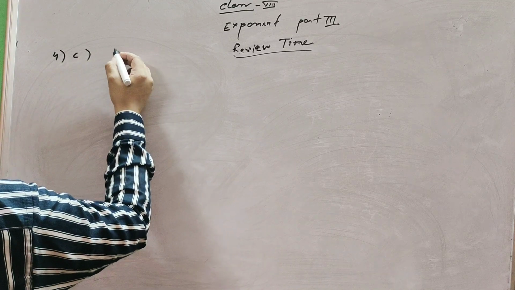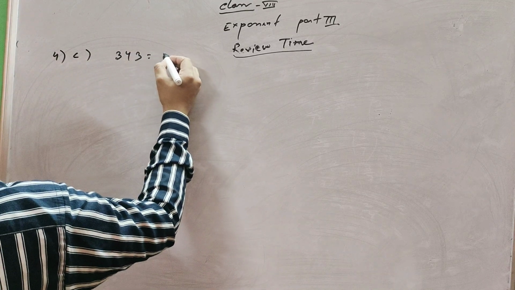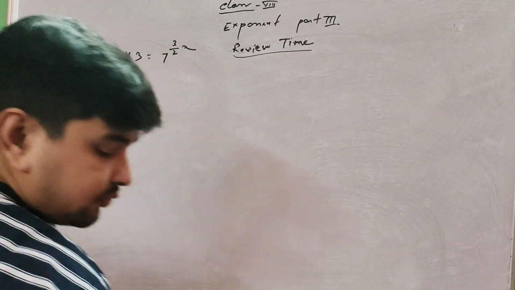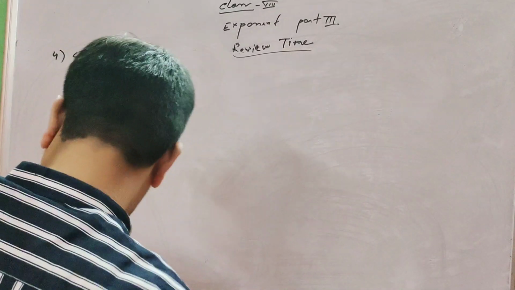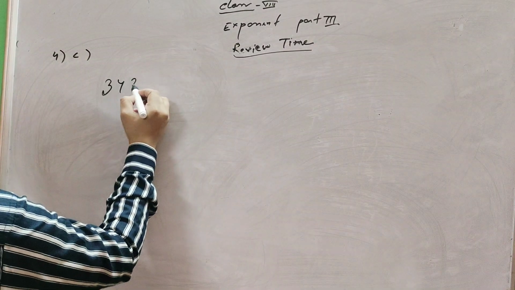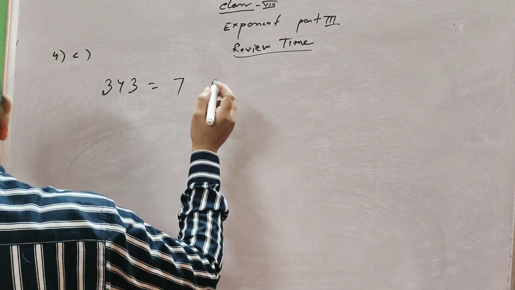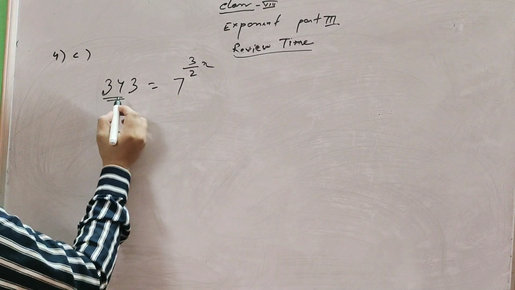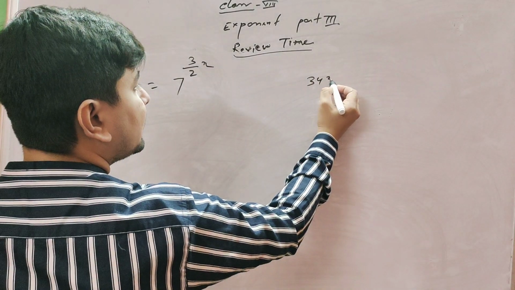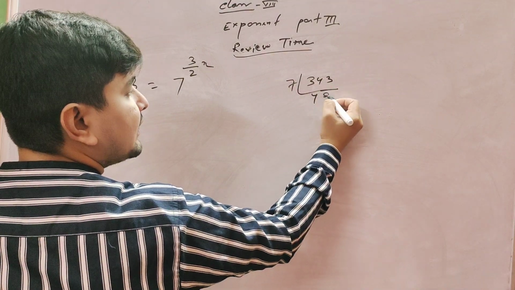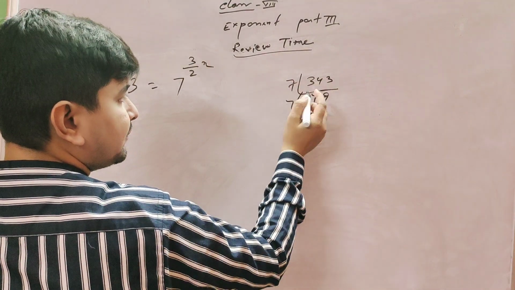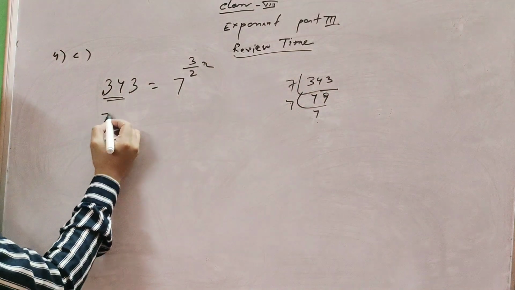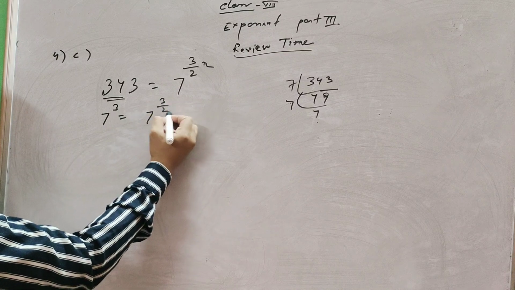In 4C, given 343 equals to 7 to the power 3 upon 2x. See, the question is given in this form, I will write it: 343 equals to 7 to the power 3 upon 2x. Clear? So okay, first of all, 343 means what? 7 7s are 49, 49 times 7 is 343. So in place of 343, write down 7 into 7 into 7, that means 7 cube. Okay, so 7 cube equals to 7 to the power 3 upon 2x.